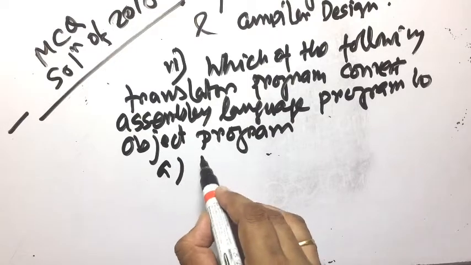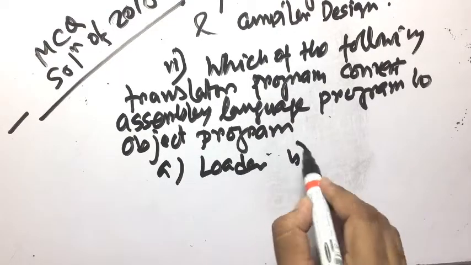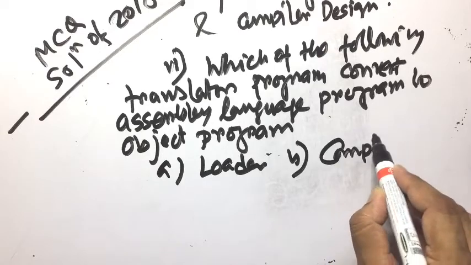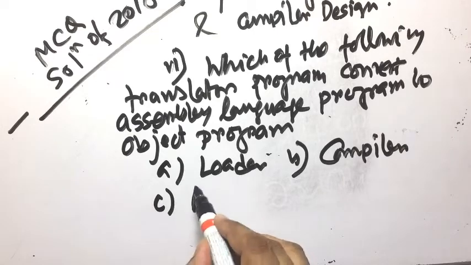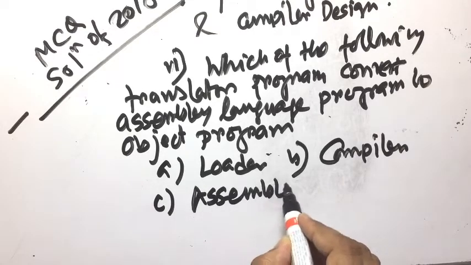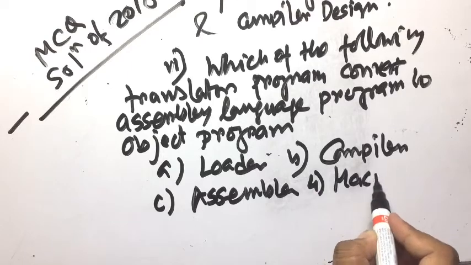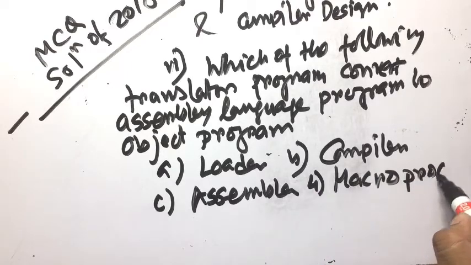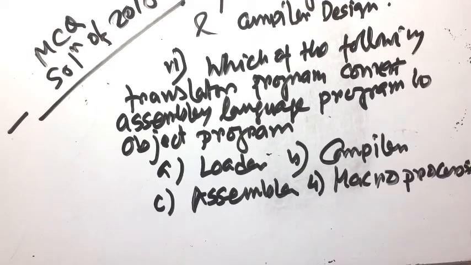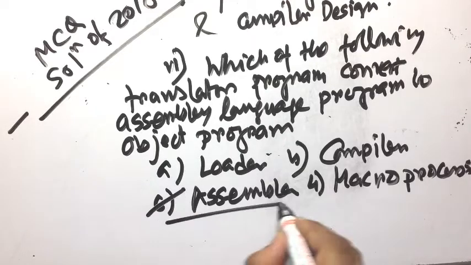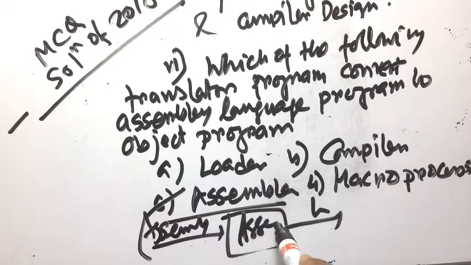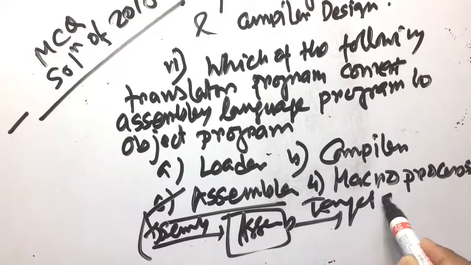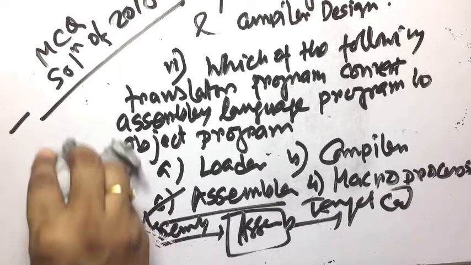Option A is loader. No. Option B is compiler. Compiler can convert high level language to machine level language. Option C, assembler. Yes, this is the right answer. And the fourth option is macro processor. No, it works to perform macro related operations. So the answer is assembler, because the source program is assembly code and the target code is produced by the assembler.